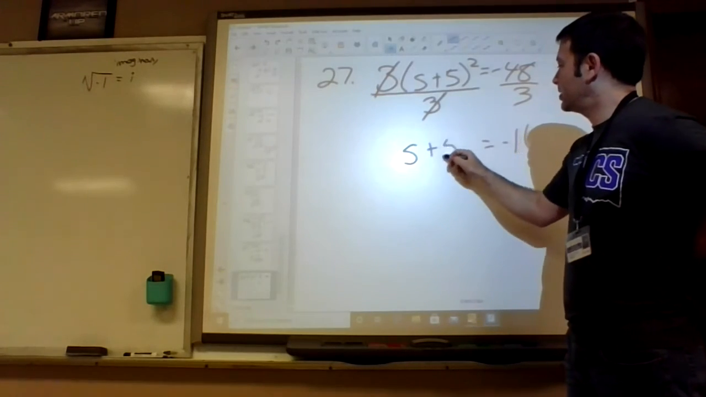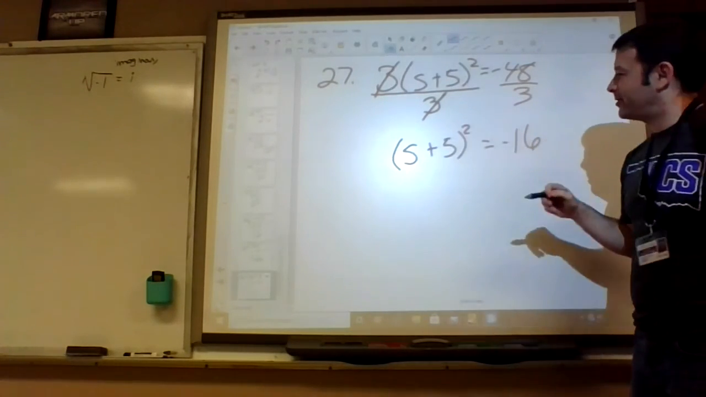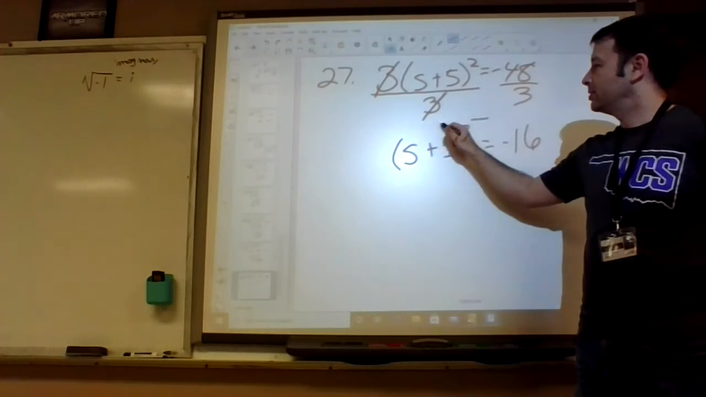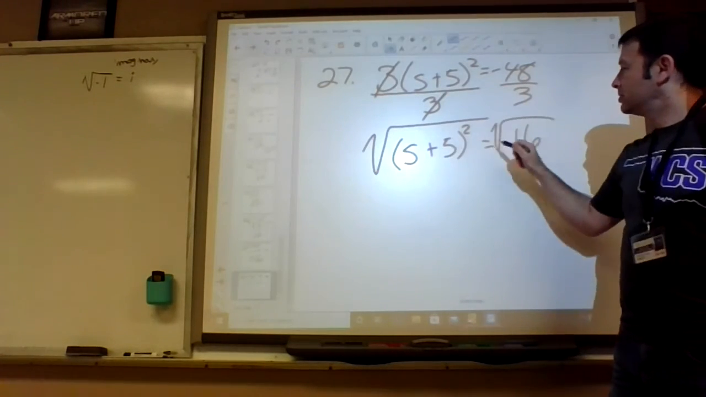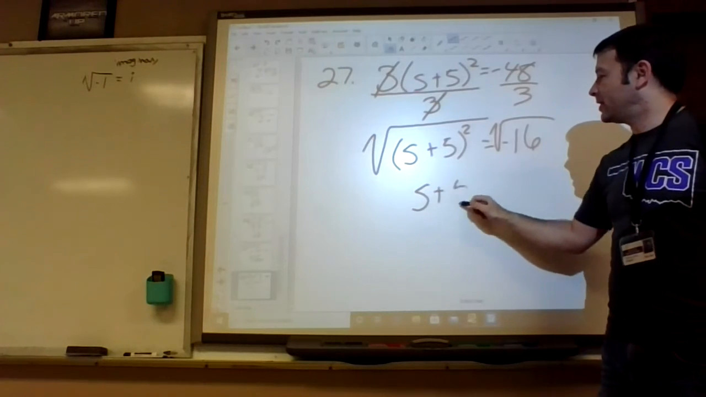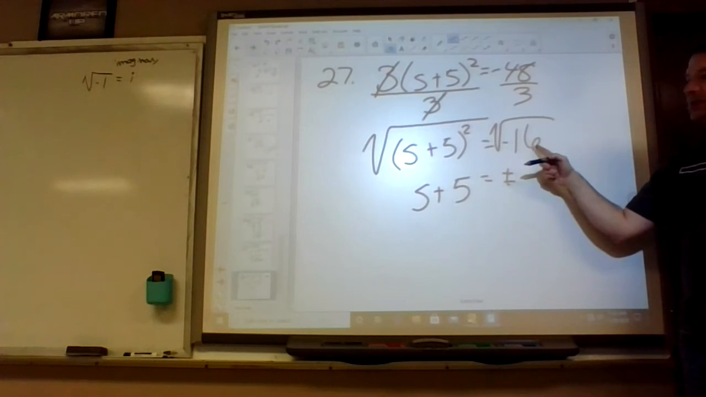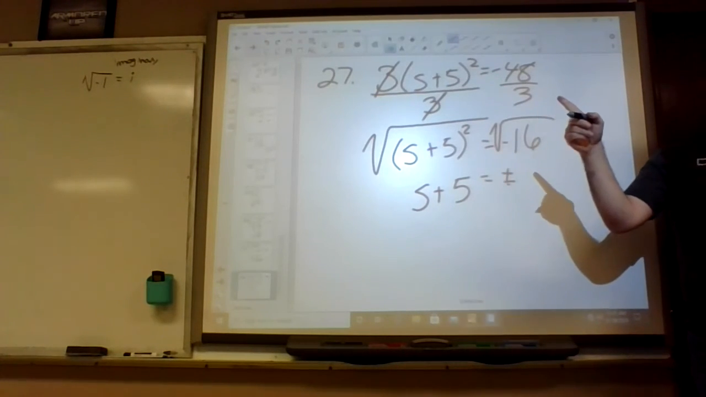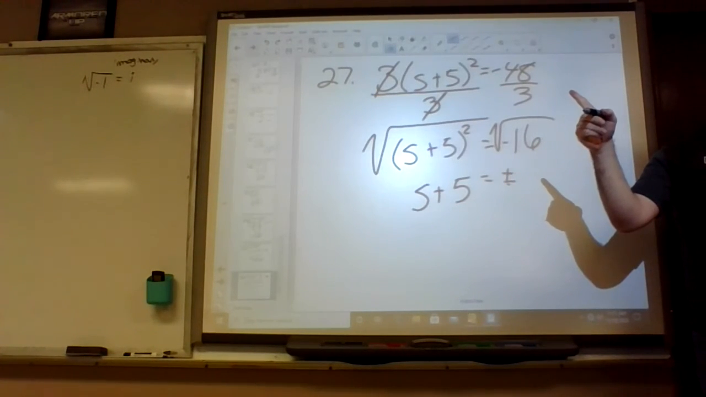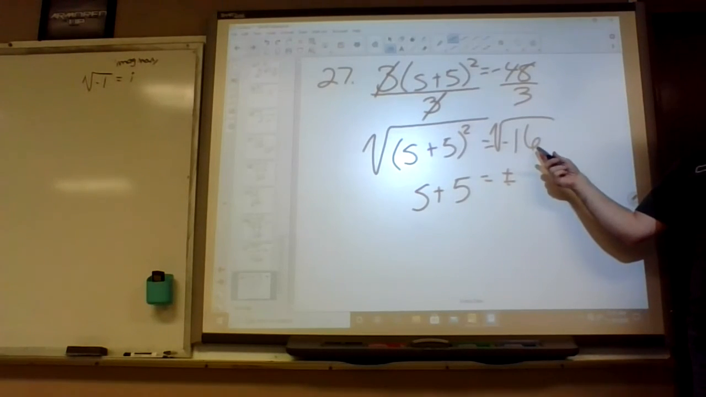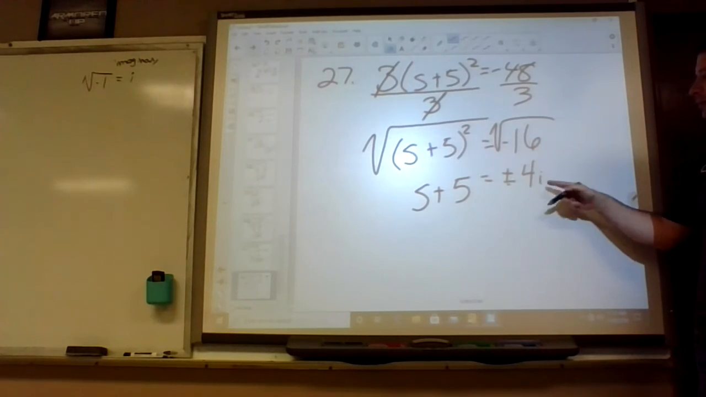So I got this. Now, when I square root both sides, that's going to work better. So I get s plus 5 equals plus or minus, don't forget, square root of negative 16. 8i, right? No, try again. Oh, yeah. 4i. 4 times 4 is 16.